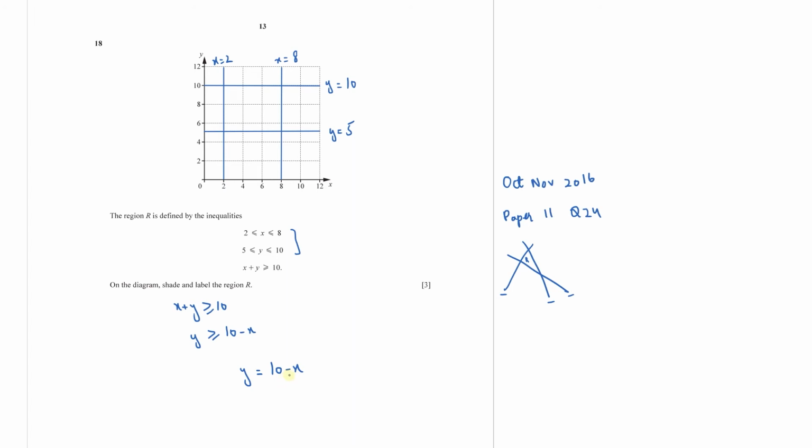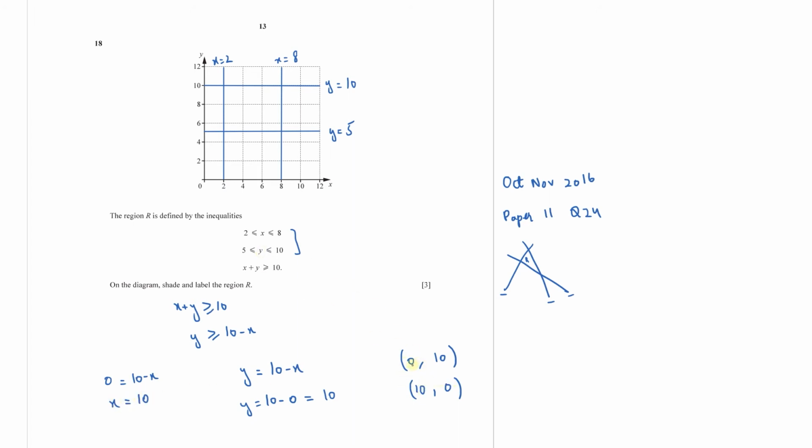So if I draw the line for this equation, my region R is above this line because there is a greater than or equal to sign. So let's find a couple of points for this equation. Let's assume I have a point x equals 0. If I substitute x equals 0 here, I will get y equals 10 minus 0, which equals 10. So when x is 0, my y value is 10. Similarly, let's say y is 0. If I substitute y equals 0 here, I will get 0 equals 10 minus x, and x equals 10. So when y is 0, x is 10.